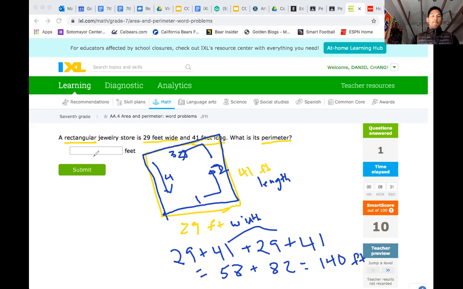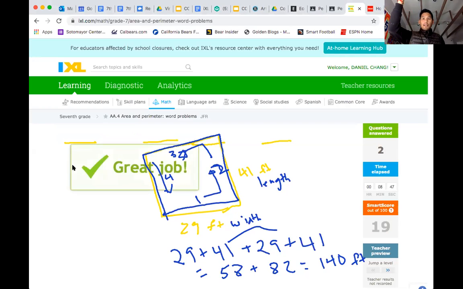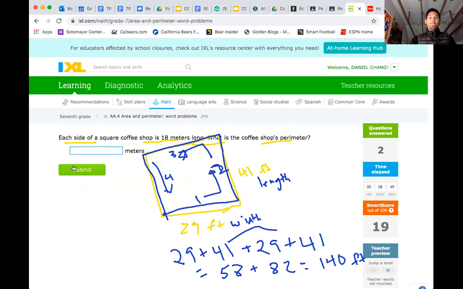That's a humongous rectangle, 140 feet. Well, it's a jewelry store, so that makes sense. It's a big physical location, so it's got to be big. Put that in, boom, smart score goes up.